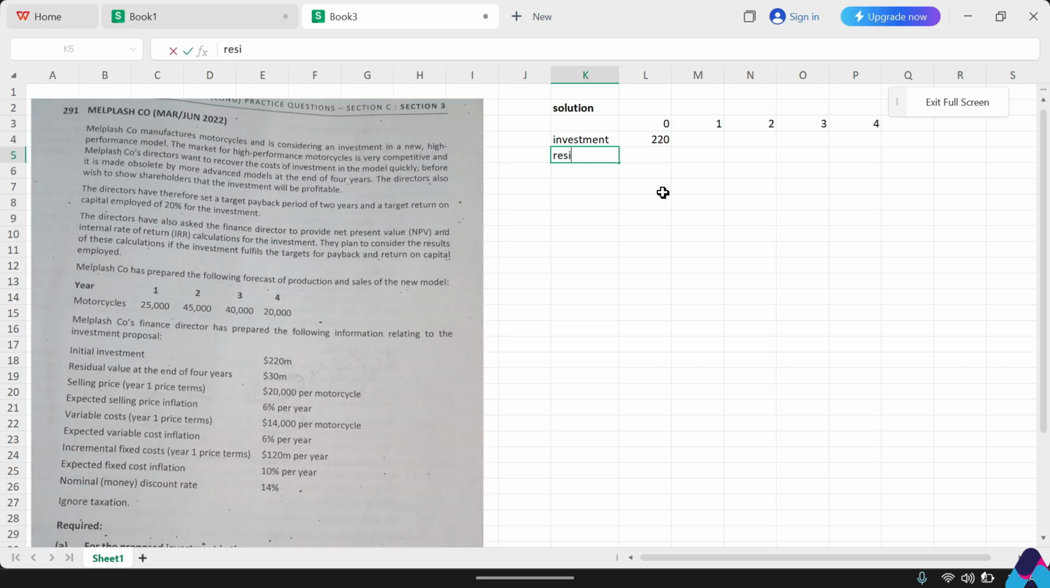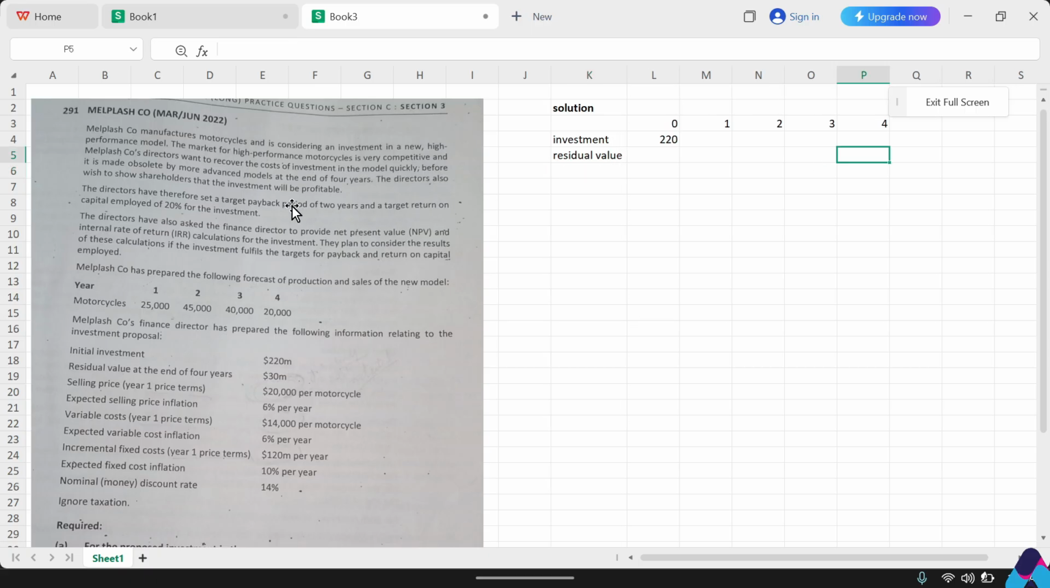After that, the second thing that I take is my residual value, and it always goes at the end of the year, which is year four. So let's see if we have the residual value in the question. Yes, residual value at the end of year four is 30 million. So I'm going to write 30 million at year four.